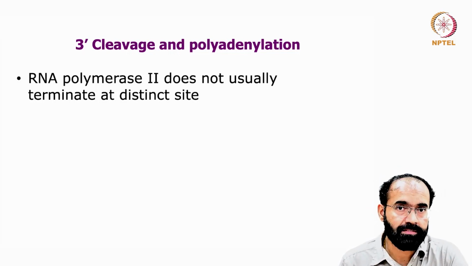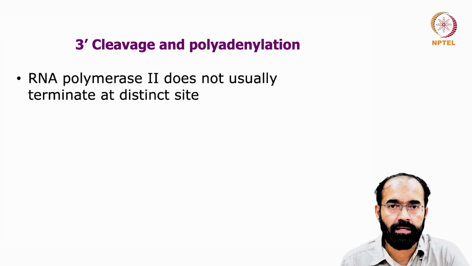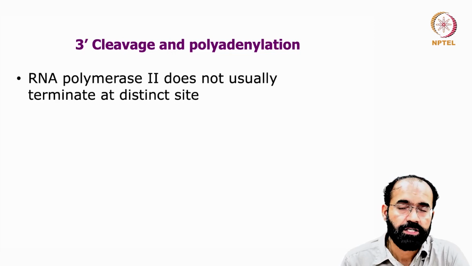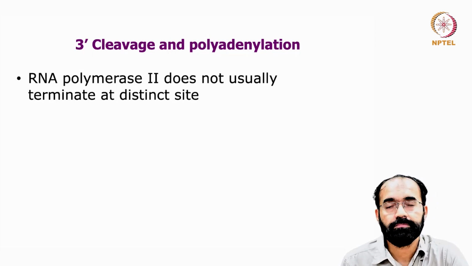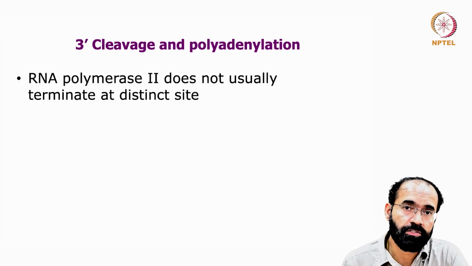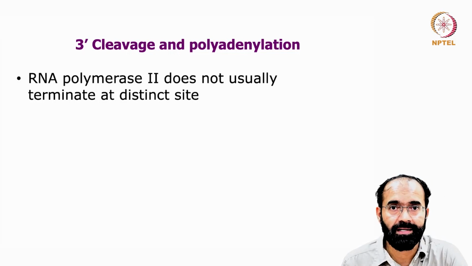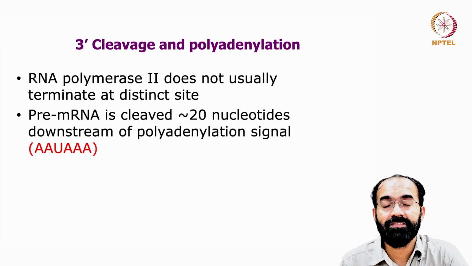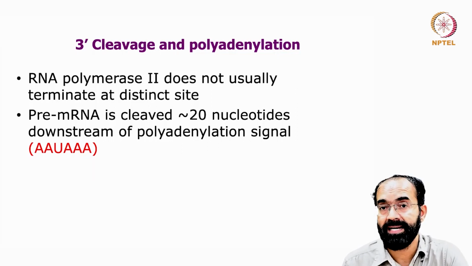You can see that in many running races, Olympic races, etc., people put a ribbon, they don't put a metal rod in front when people are running, and they will touch the ribbon or that line and then go. So they will run a few more steps and then stop. RNA polymerase also is like that. It will cross the point and go some more distance and then it stops. Pre-mRNAs are cleaved approximately 20 nucleotides downstream of the polyadenylation signal.